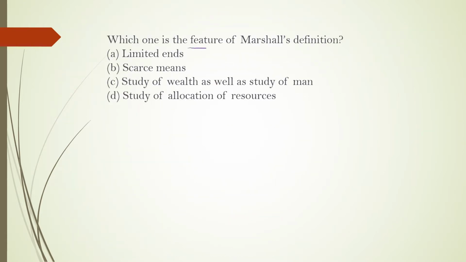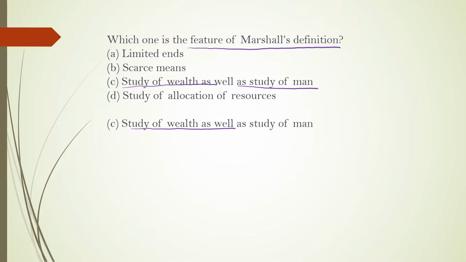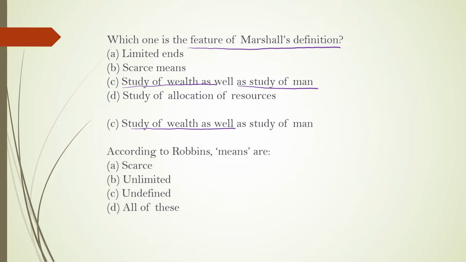Which one is the feature of Alfred Marshall's definition? Limited ends, scarce means, study of wealth as well as study of man, study of allocation of resource. According to Alfred Marshall, economics is a study of mankind in the ordinary business of life. So it explains how man uses wealth to maximize his welfare. So the right answer is study of wealth as well as study of man.